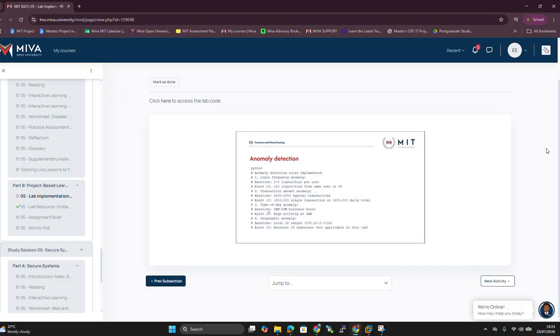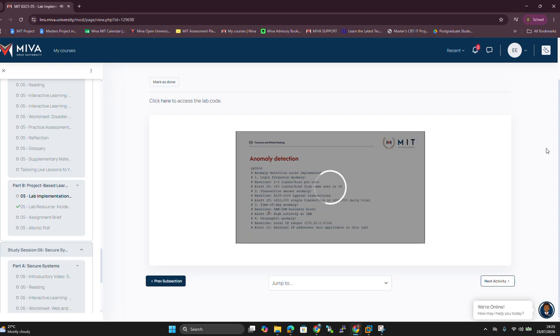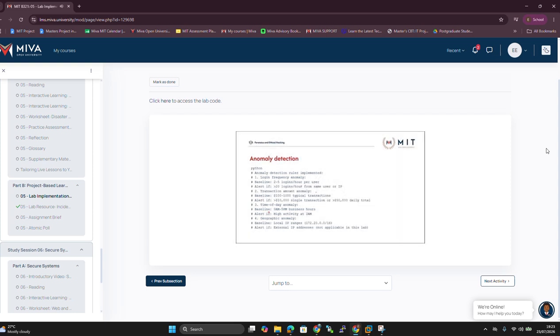So anomaly detection, okay, we've been talking about that. These are things we do as a way of responding to incidents that happen. So here we have a number of steps that show us how to detect anomalies. For instance, we can implement anomaly detection rules. I've talked about the use of baselines.